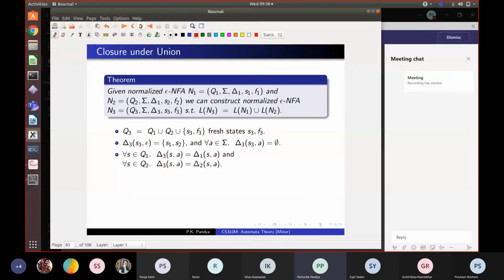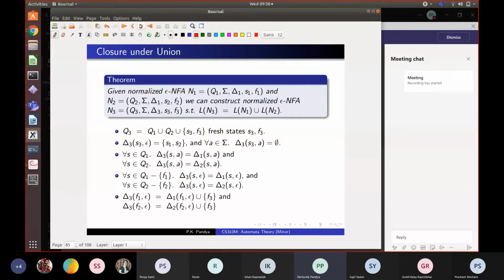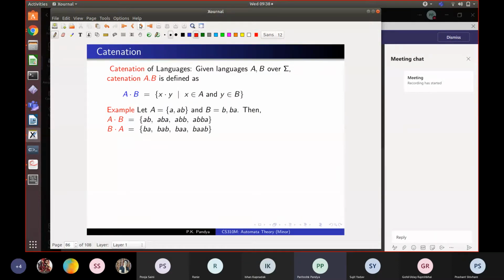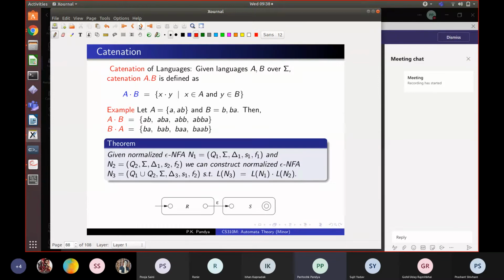We did it for complementation. This was union. So this is the 5-tuple notation, the same construction given in 5-tuple notation. Then we defined catenation of two languages. That is, a word of A followed by a word of B. All such combinations are called A dot B, or A catenated with B. And here are some examples we did. And we did also the construction of an automaton which will recognize the catenation of A and B.